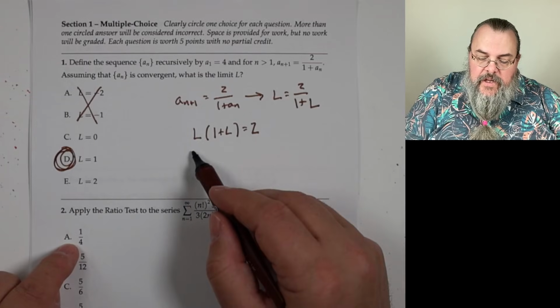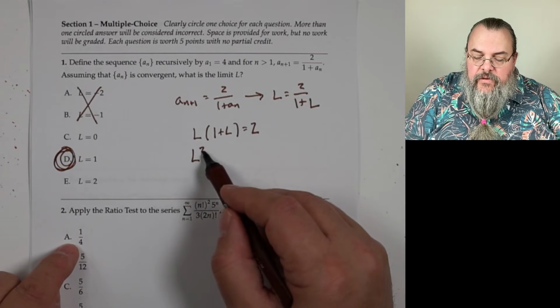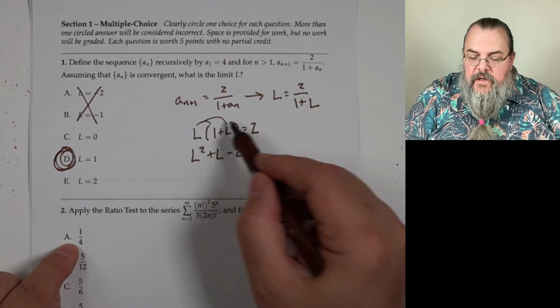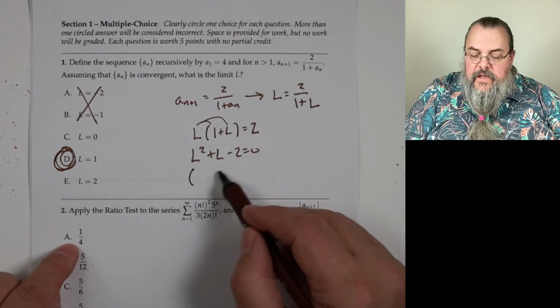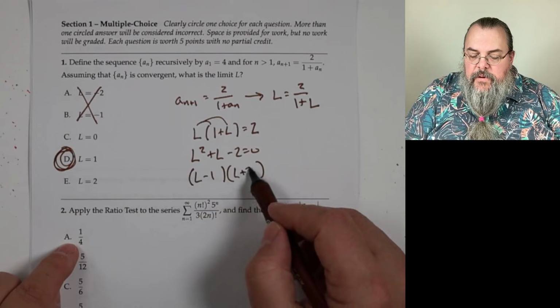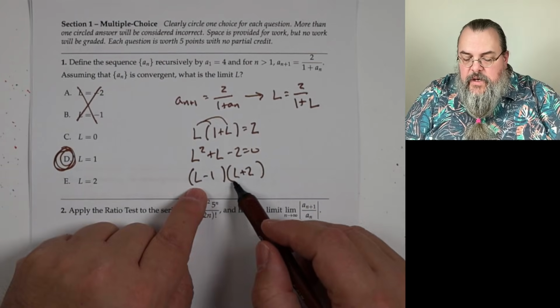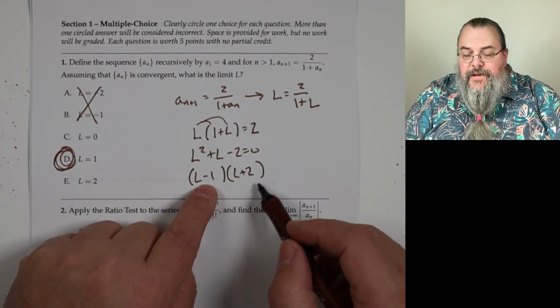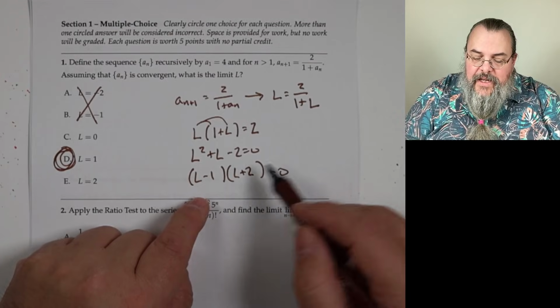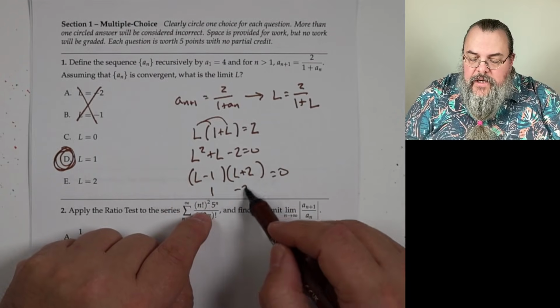Now, even if you don't see that, you could say, well, that's L squared plus L minus 2 equals 0, right? Distribute, bring the 2 across. Then that factors into L minus 1, L plus 2, right? L squared, 2L minus L minus 2 equals, yep, it all works out. And that leaves you with 1 or negative 2.